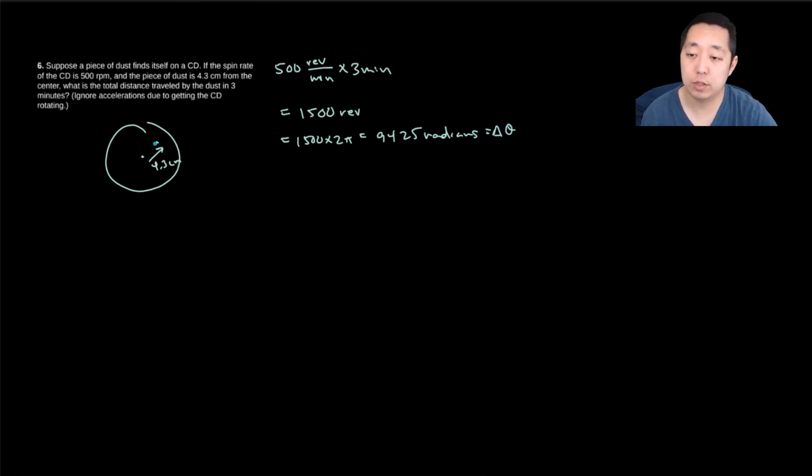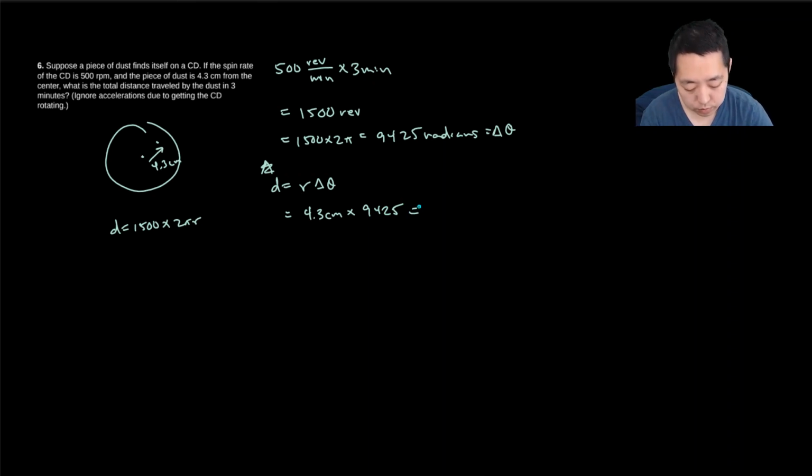But I want to know the distance traveled. To find the actual distance traveled, the equation is radius times delta theta, the angular position. The other way you could have done it is to say, if I go over 1,500 revolutions, I just multiply by the circumference. You could have done d is equal to 1,500 times the circumference, which is 2 pi r. In the equation here, I did the 1,500 times 2 pi to get the angle, and then I multiply by r. So I'll get the exact same thing. It's 4.3 centimeters times 9,425 radians, and then divide by 100 to turn it into meters. So I get about 405 meters.